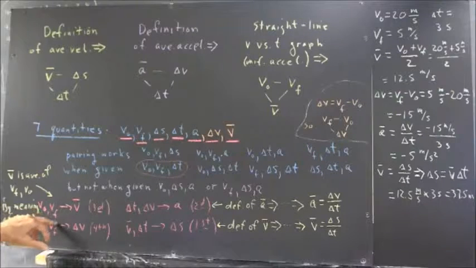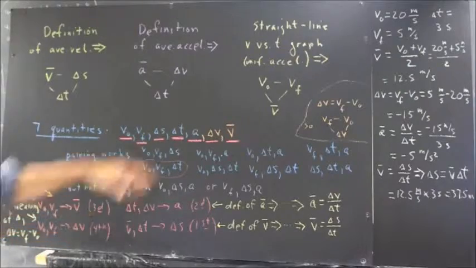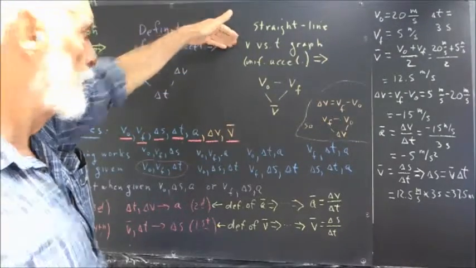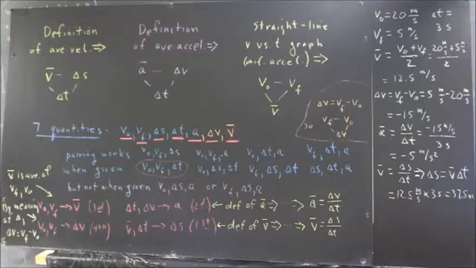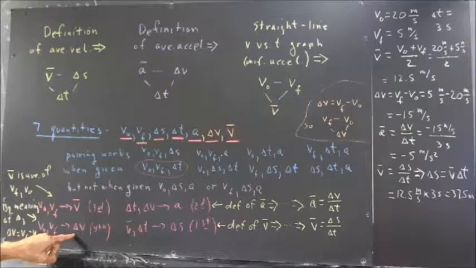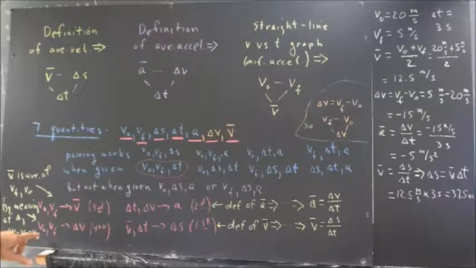Okay, how do V naught and Vf give us V bar? Well, V naught and Vf give us V bar by the straight line V versus T graph, which tells us that V bar is the average of Vf and V naught. That's the importance of the straight line graph. Okay, how do V naught and Vf give us delta V? That one should be really obvious. Okay, delta means change in velocity. How would you get the change in velocity if you know the initial and the final velocity? You would subtract the initial from the final. So that's just by definition what delta means.